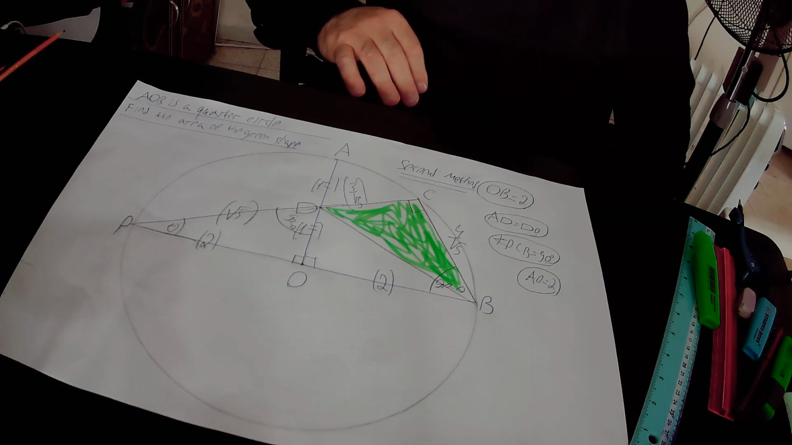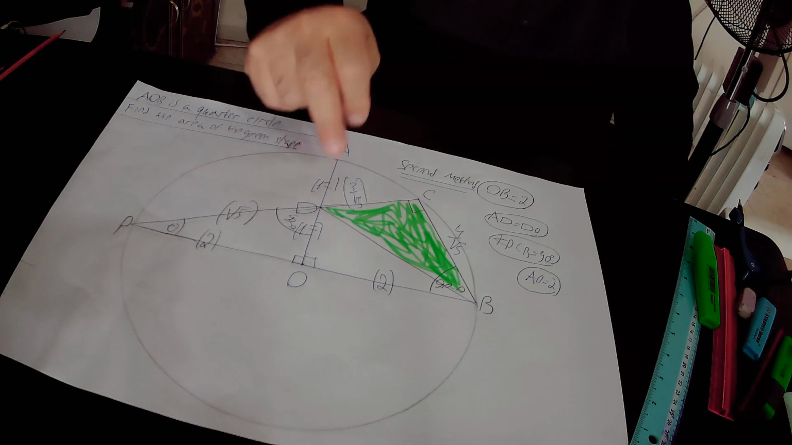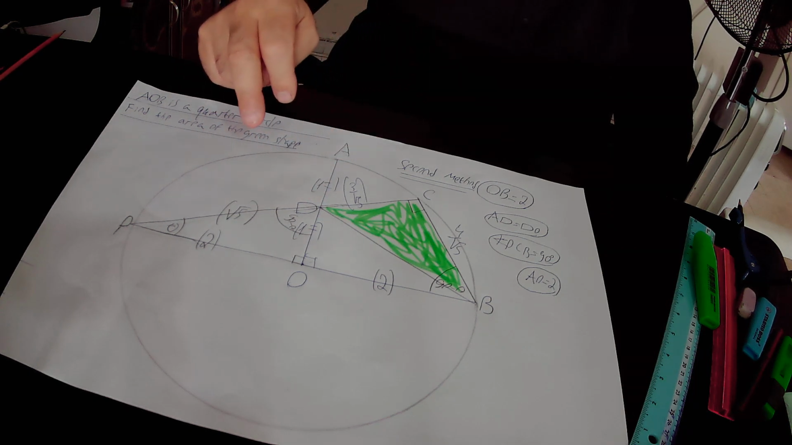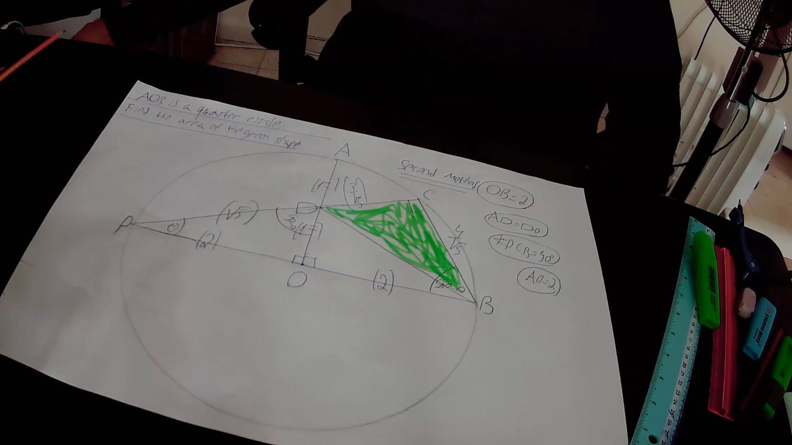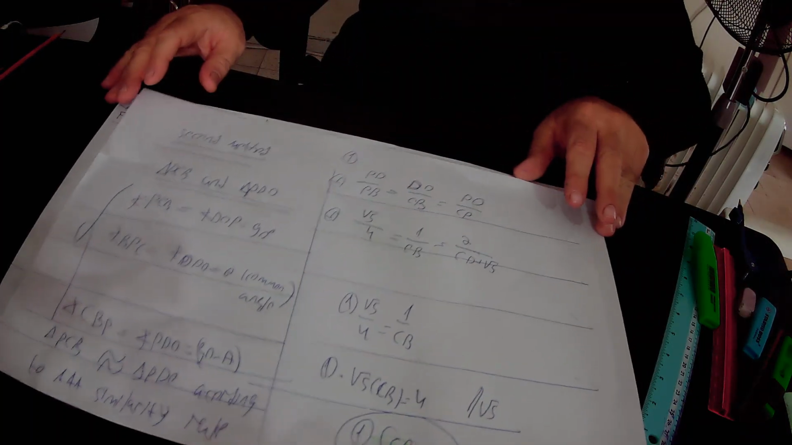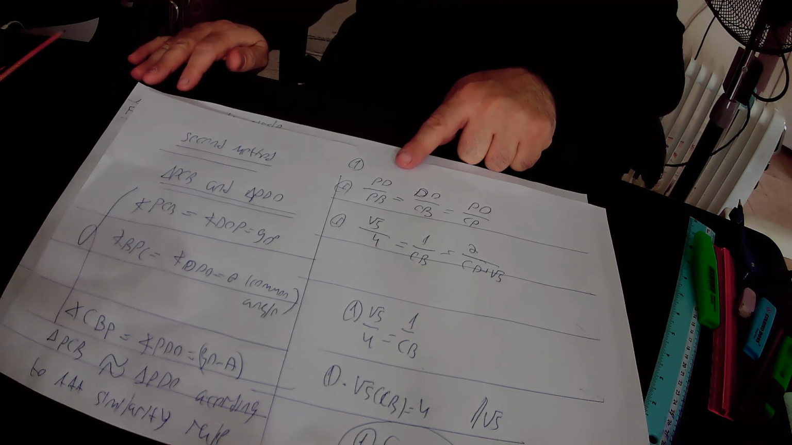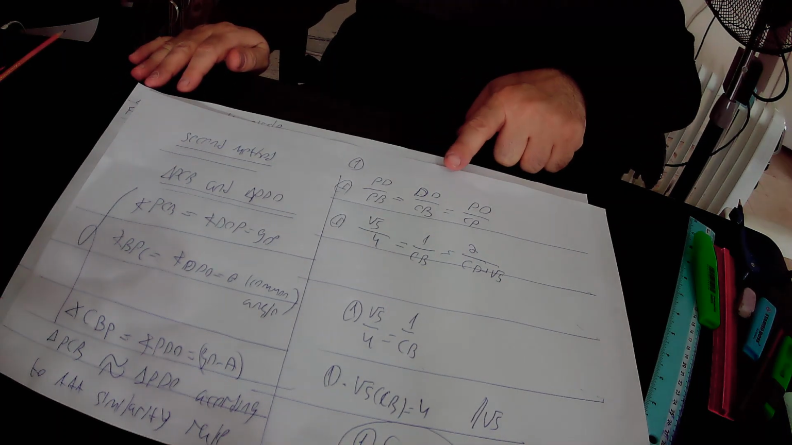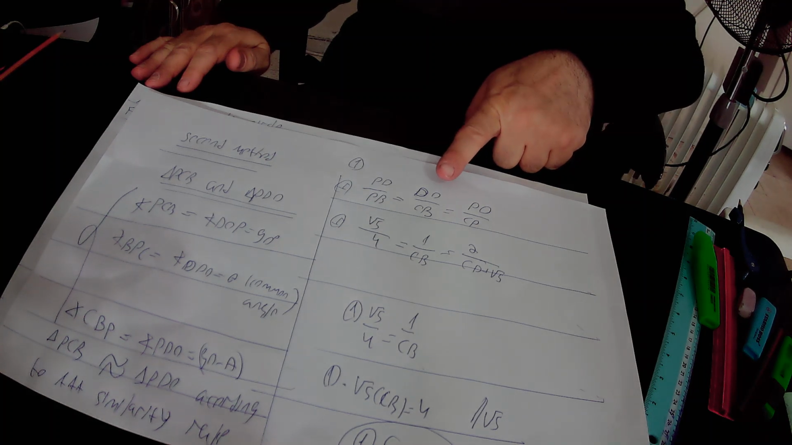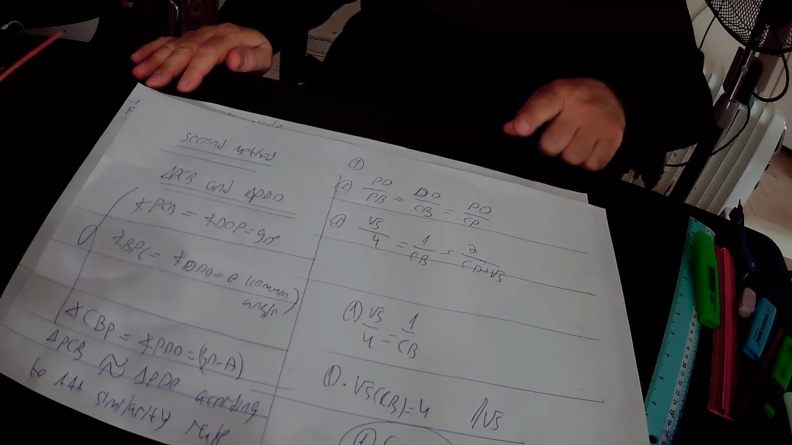And from the fact that the big right triangle PCB is similar to the small right triangle PDO, we will derive that the following relationship exists between their sides: side PD in the small triangle over side PB in the big triangle equals side DO in the small triangle over side CB in the big triangle, and it equals side PO in the small triangle over side CP in the big triangle.